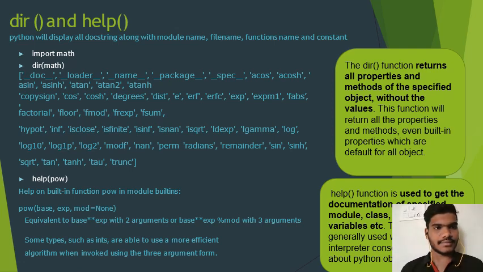dir and help. Python will display all strings along with the module name, function names, and constant names. The dir function returns all the properties and methods of the specified object without the values. This function will return all the properties and methods, even built-in properties which are default in the object.